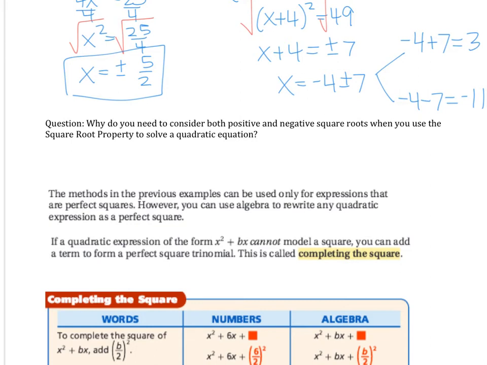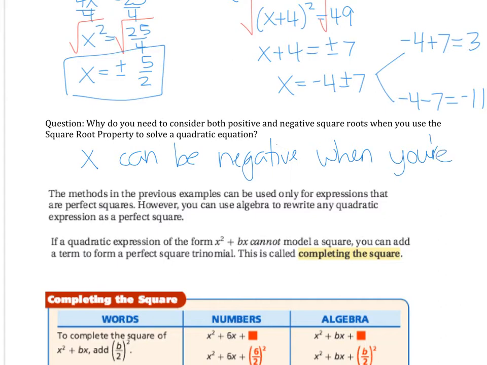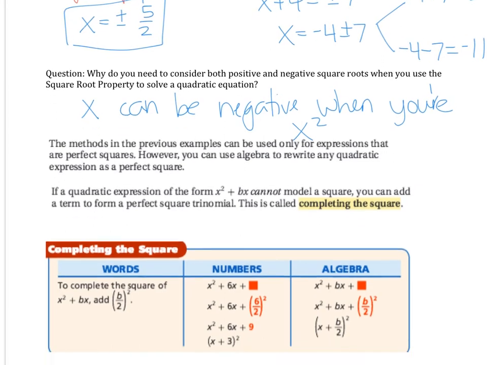Why do you need to consider both positive and negative square roots when you use the square root property to solve a quadratic? Because x can be negative when you are squaring, when you're taking x squared.